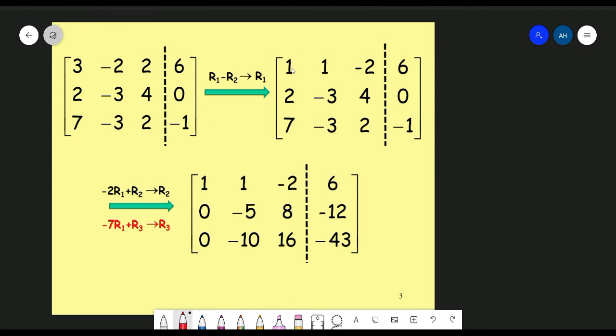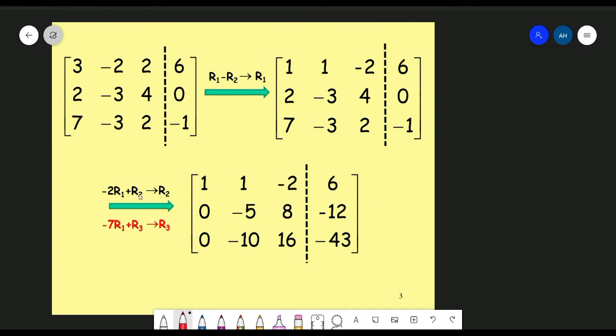Okay. But if we look below this leading 1, we have 2 and we have 7. We're supposed to have 0 at this position and also 0 at position number 7. We don't want 7 here. We don't want 2 here. We want to have 0 here and also 0 here. Now, how to do that?